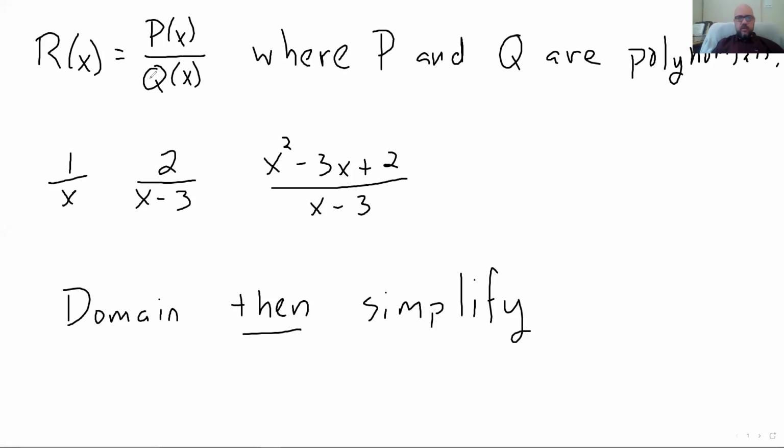Rational expressions are things of this form. R of x, rational, of course, is some fraction made out of polynomials. So your numerator and denominator are polynomials. That's called a rational expression.